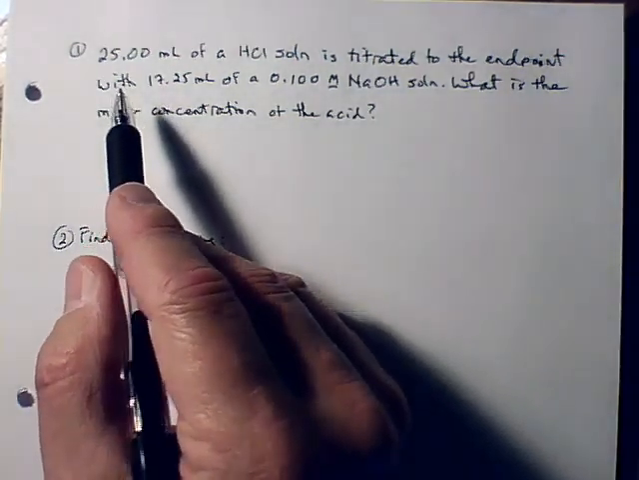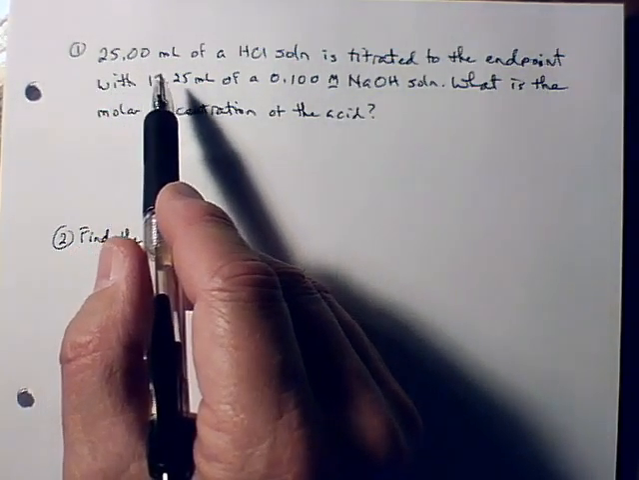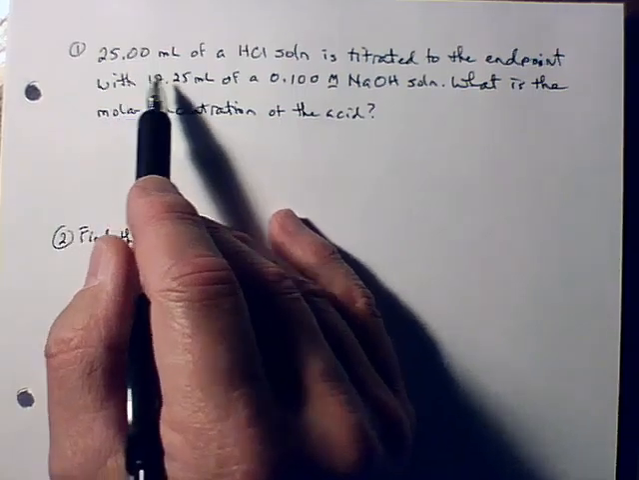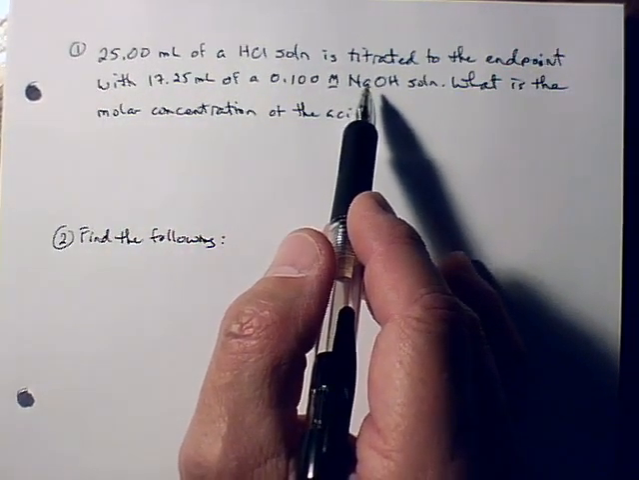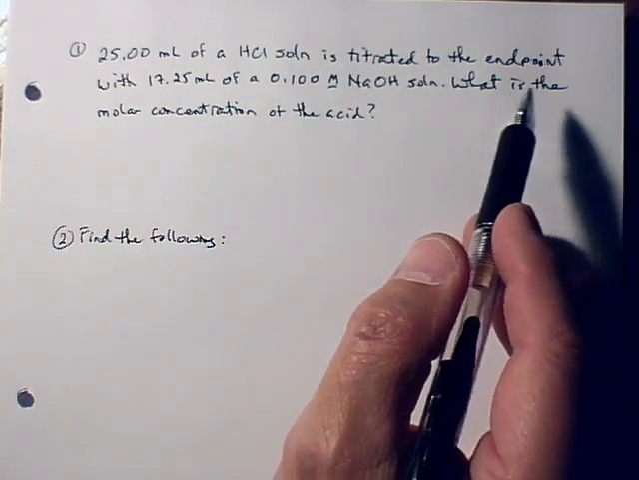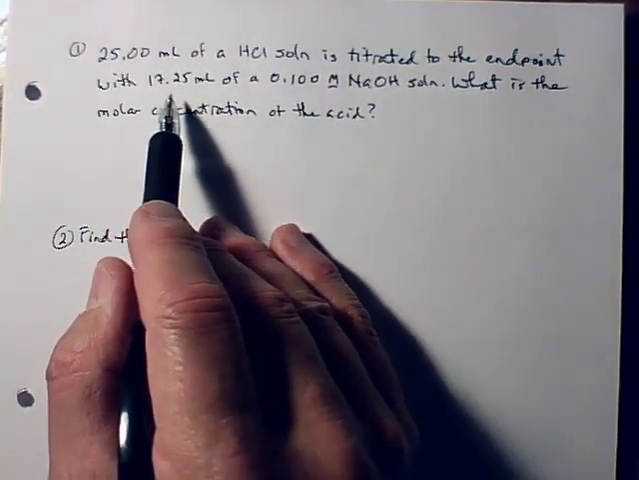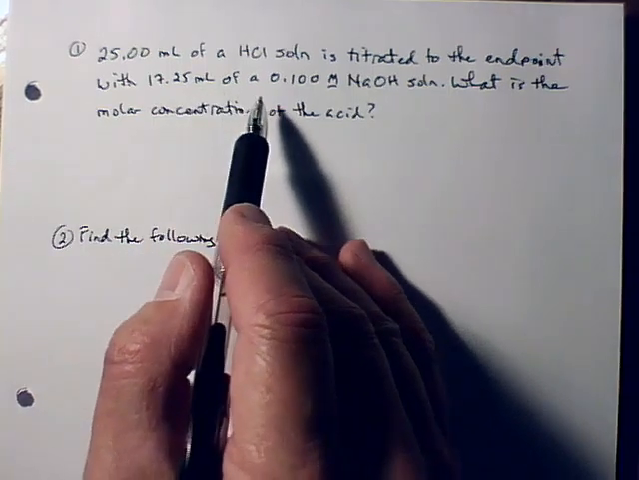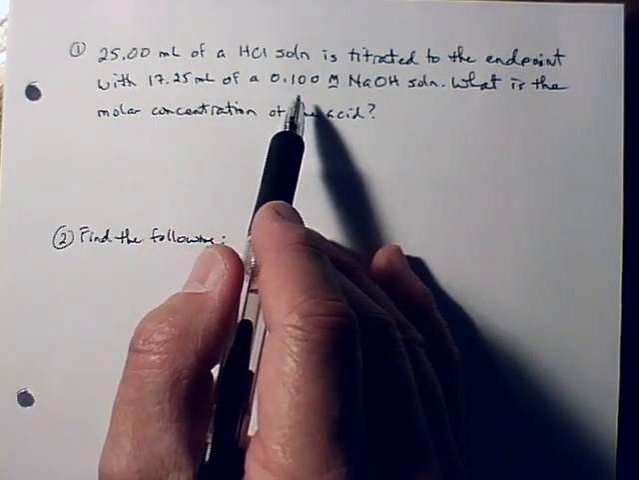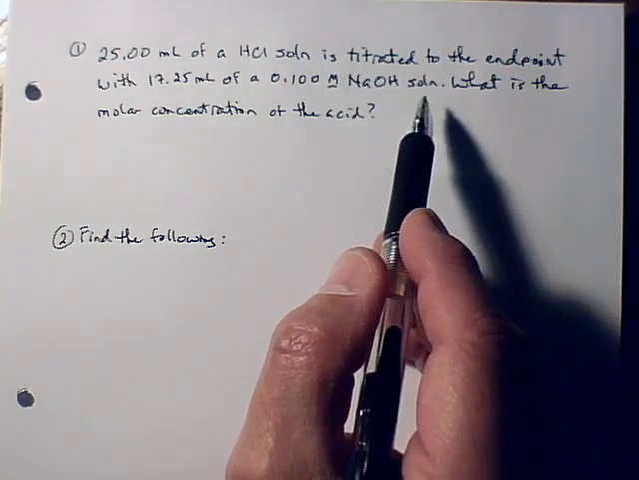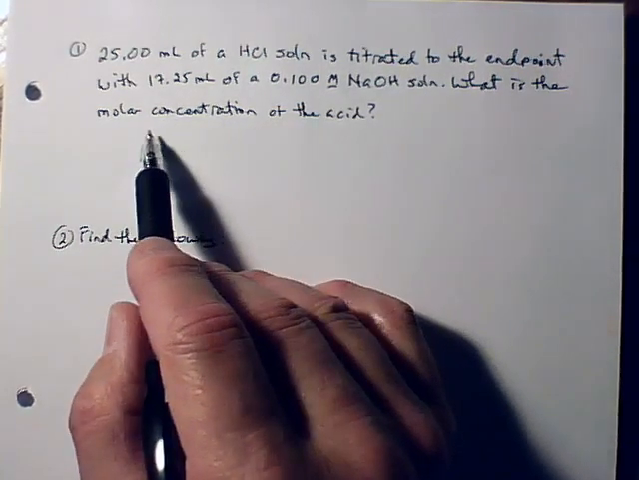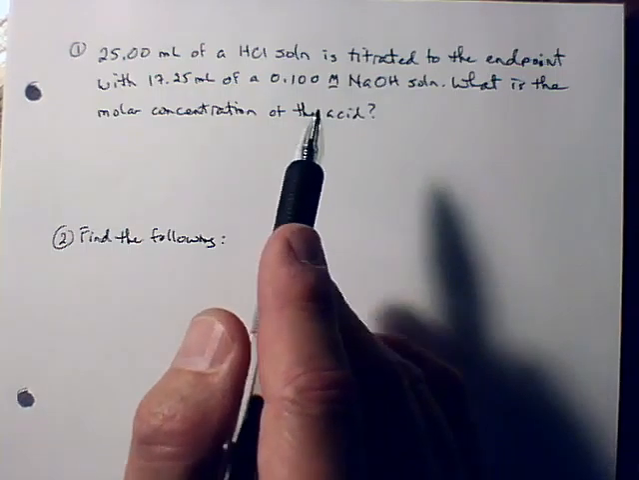Question number 1 is: 25 milliliters of an HCl solution, that's hydrochloric acid, is titrated to the end point with 17.25 milliliters of a 0.100 molar sodium hydroxide solution. What is the molar concentration of the acid?